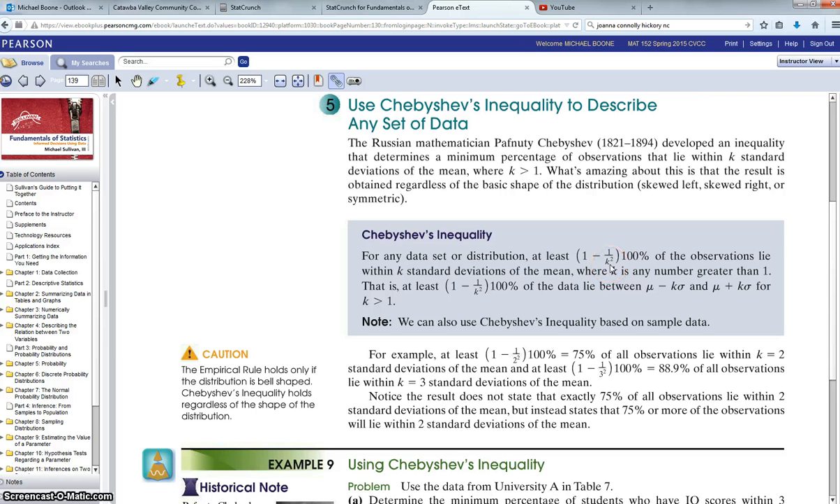So if you were 2 standard deviations out, 1 minus 1/4 would be 0.75 times 100. That means 75% of our values would be in between 2 standard deviations of the mean. So that's Chebyshev's inequality.